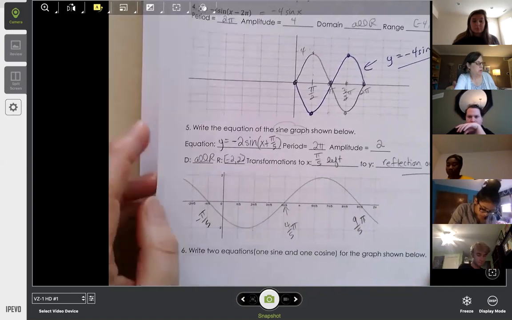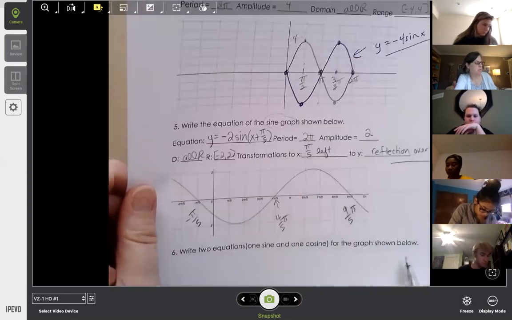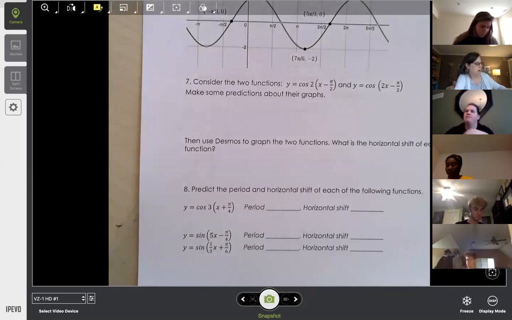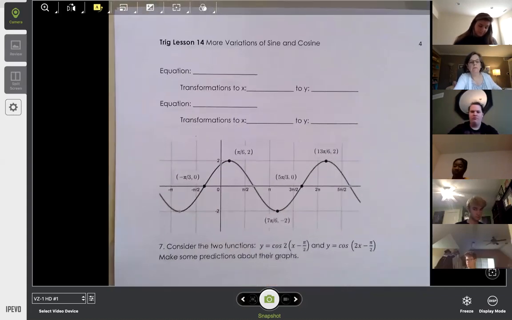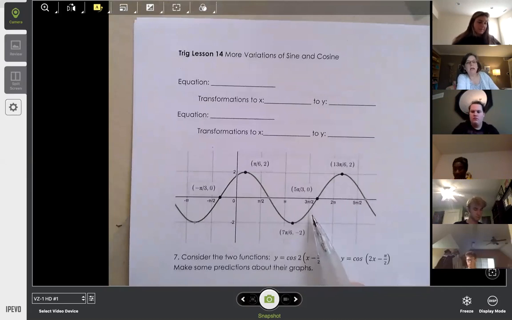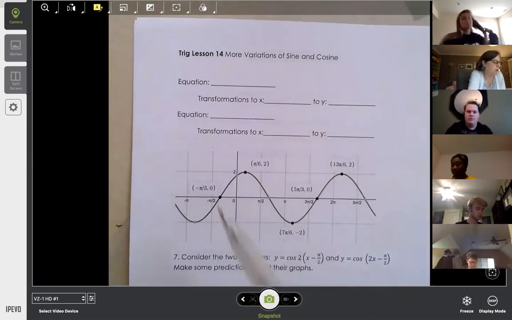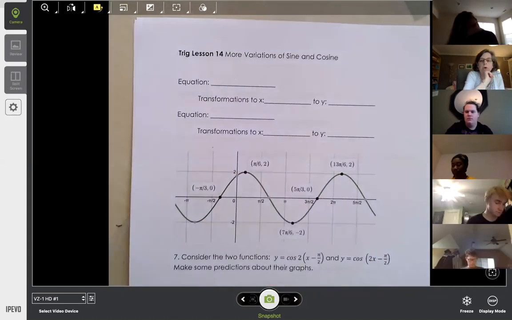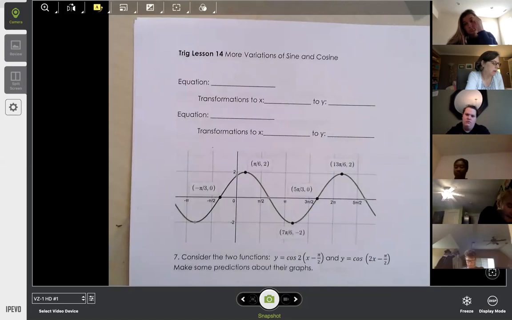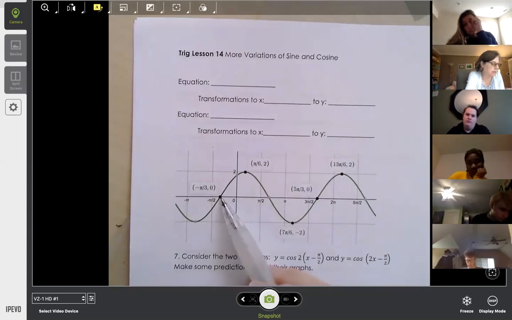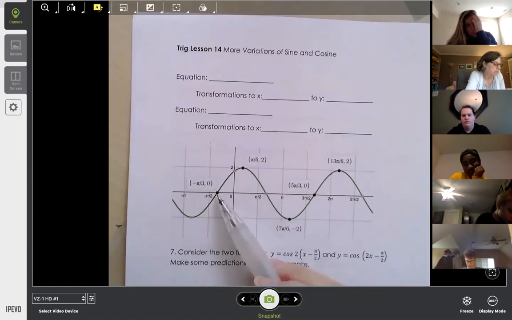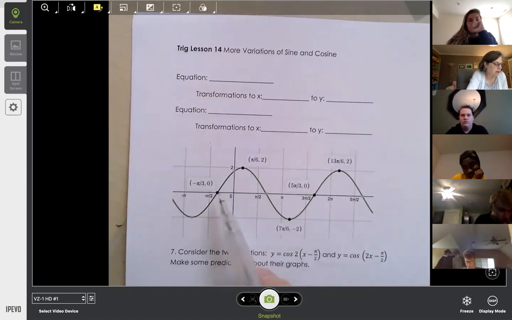Okay, write 2 equations, 1 sine and 1 cosine for the graph shown below or on page 4. All right, so page 4, got this graph here. I can look at it as either a sine graph or a cosine graph, and I'm wanting you to write an equation for both. One where I think of it as sine, and one where I think of it as cosine. So you want to think about sine, starts on the x-axis and goes up and comes down. Goes high point, 0, low point. So it looks like you want to think about it as starting at negative pi over 3 and ending at 5/3 pi if you want to do a sine graph.